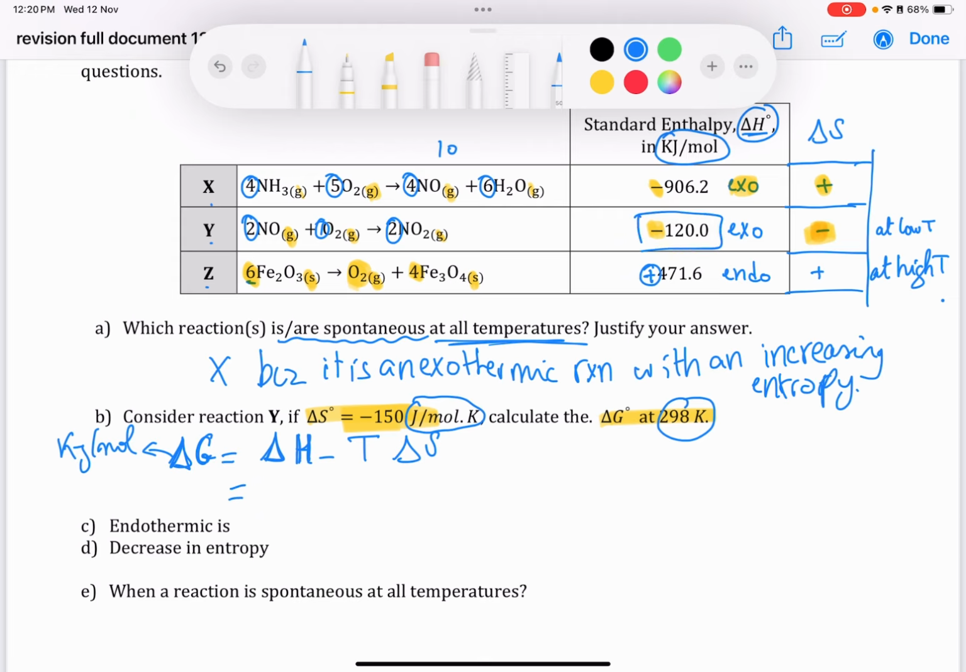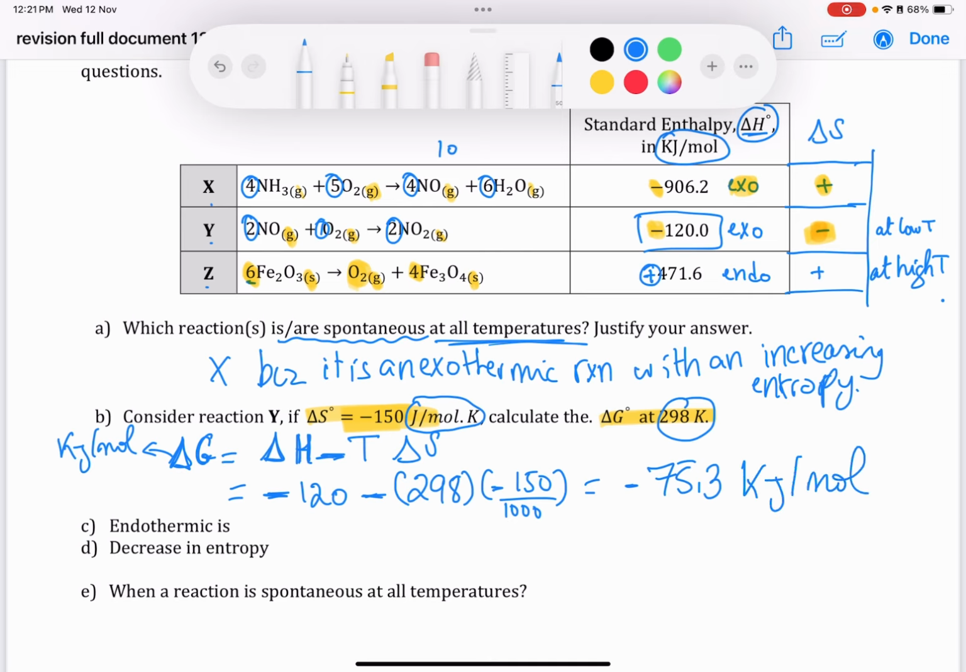So let's start our substitution. This is negative 120. There's a minus in the formula. This is for temperature and this is for delta S. 298, and the delta S is negative 150 over 1,000. You always have to remember to divide it. So the answer is minus 75.3, and the unit of delta G must be like delta H, kilojoule per mole.